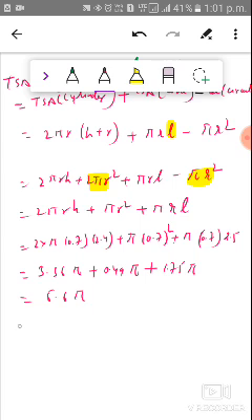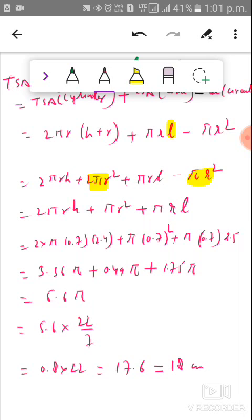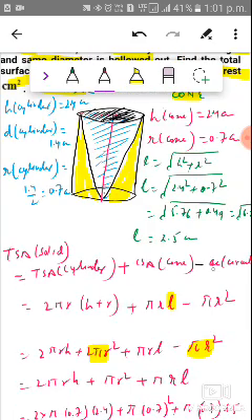Putting the value of pi, 5.6 into 22 by 7, we will get 0.8 into 22, that is 17.6. Because we want it in the nearest centimeter square, this is approximately 18 centimeter square. So this is how you have to do it.